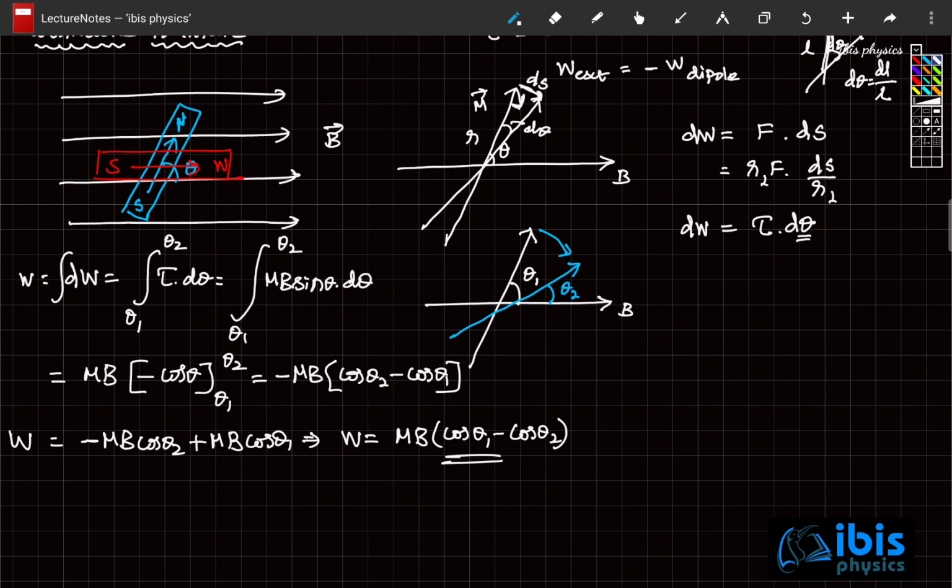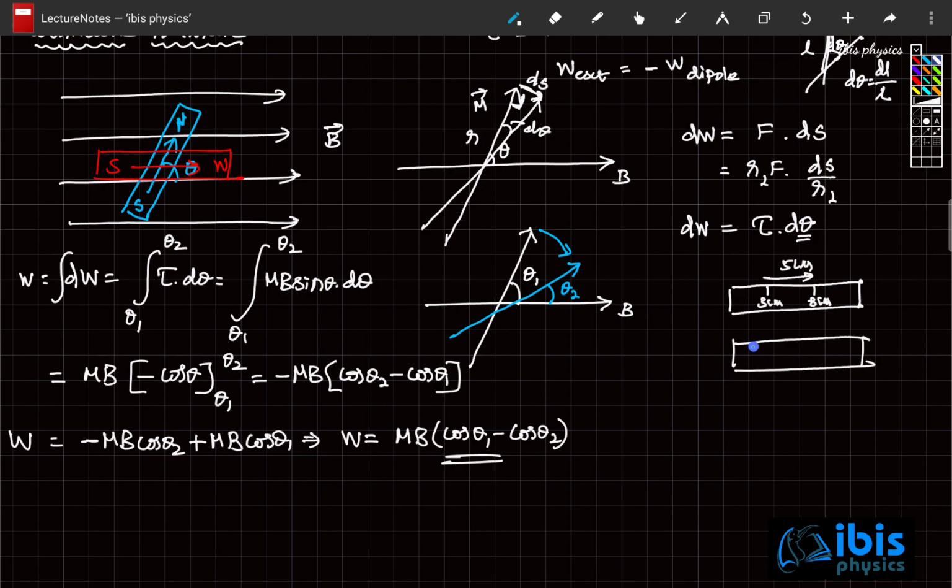Because on a scale, if you measure a distance from 3 centimeter to, let us say, 8 centimeter, the distance is actually 5 centimeter.